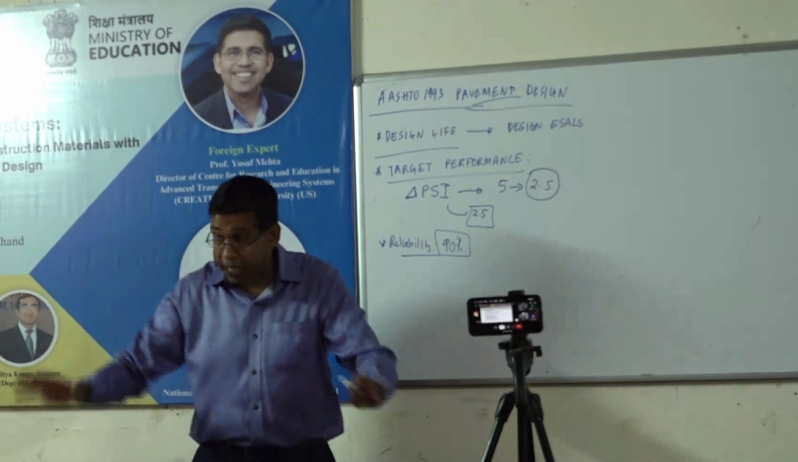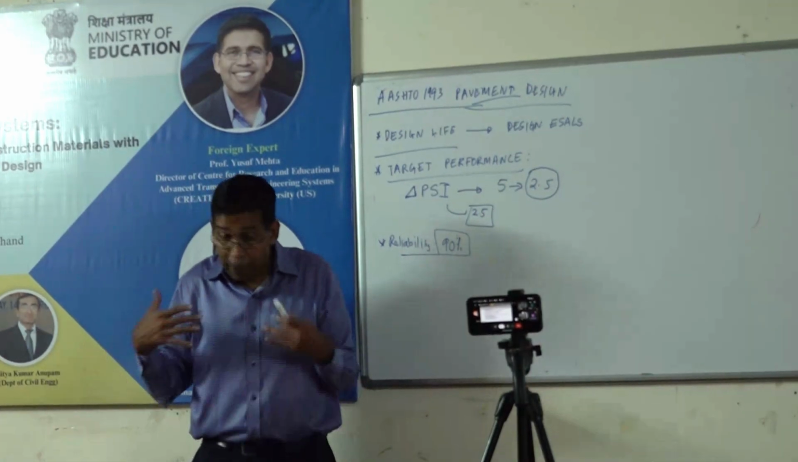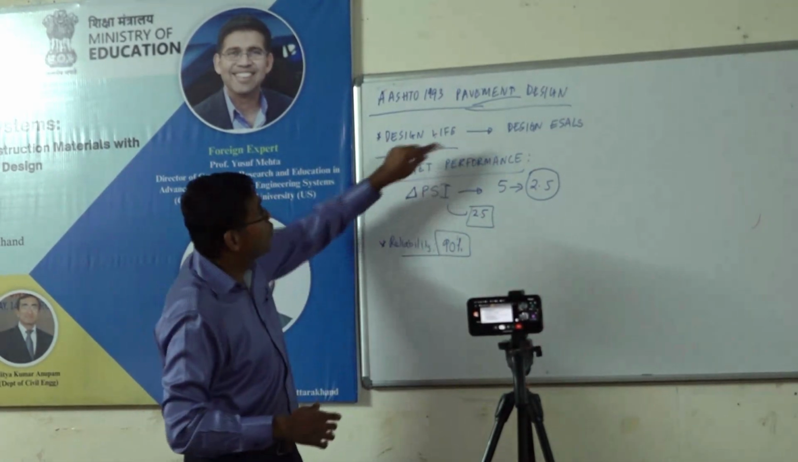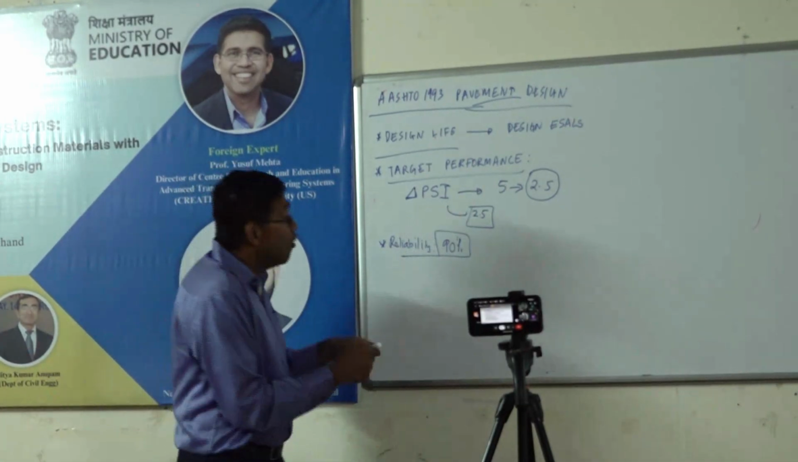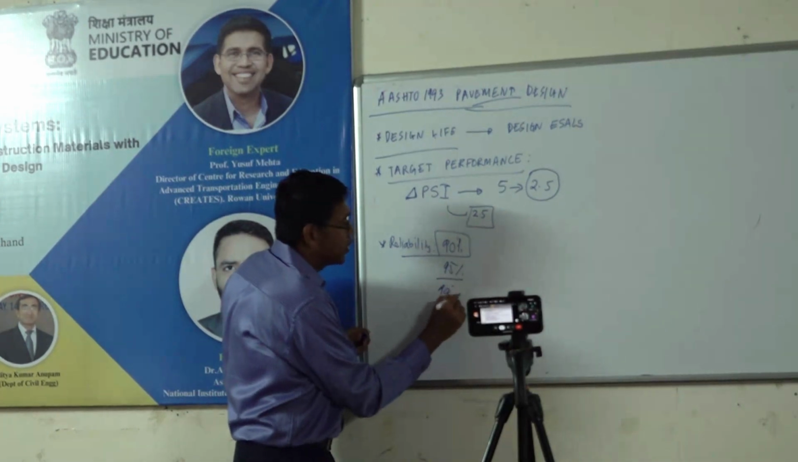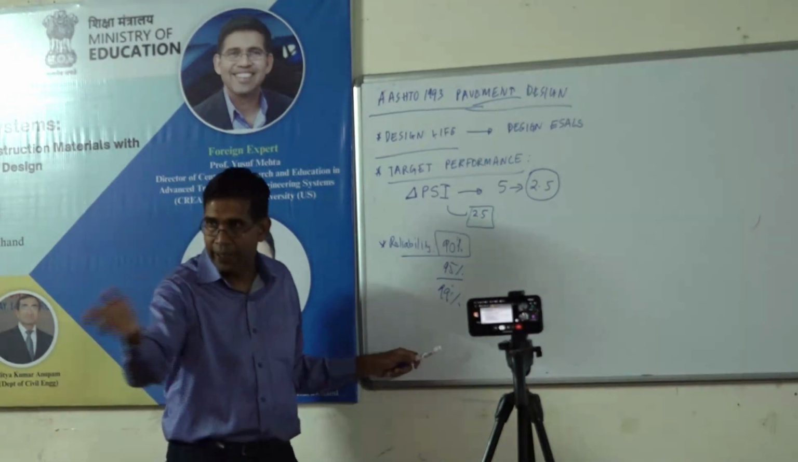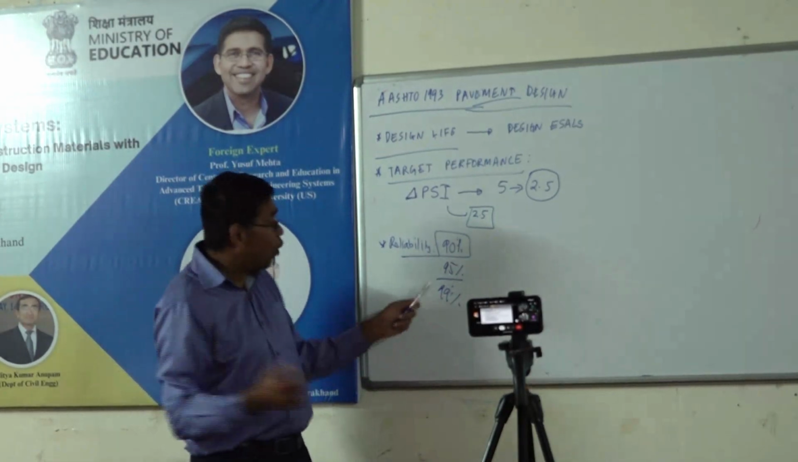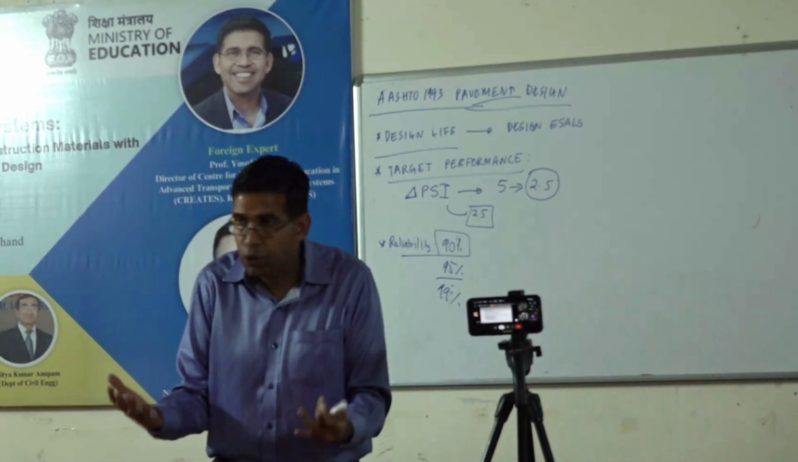So remember, there is a lot of variability out there. There's a lot of unknowns out there, right? And now, but my client wants me to last 20 years with delta PSI of 2.5. All right. So if I bump this up to 95%, 5% risk, or 99%, what do you think is going to happen? Anybody online here? So if I take 1% risk versus 10% risk, what will the design tend to do?